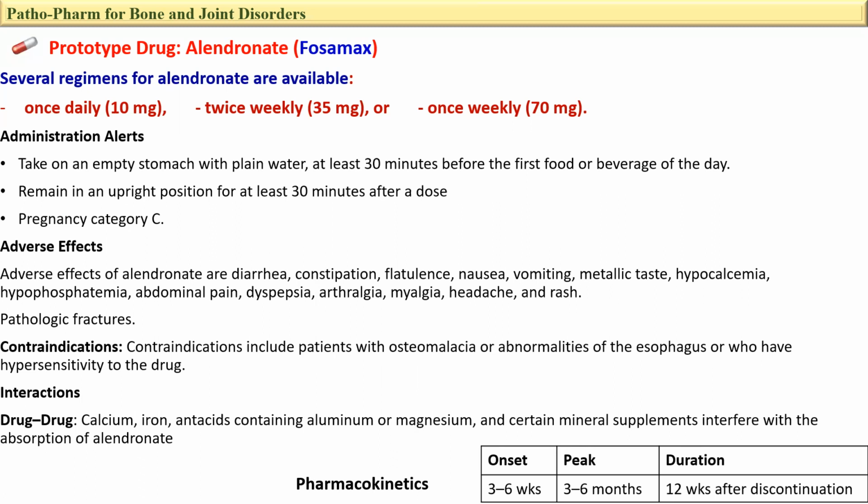And the therapeutic effect of alendronate may take a long time, 1 to 3 months to appear, and may continue for several months after therapy is discontinued. So again, therapeutic effects of alendronate Fosamax may take 1 to 3 months to appear and may continue for several months after therapy is discontinued.